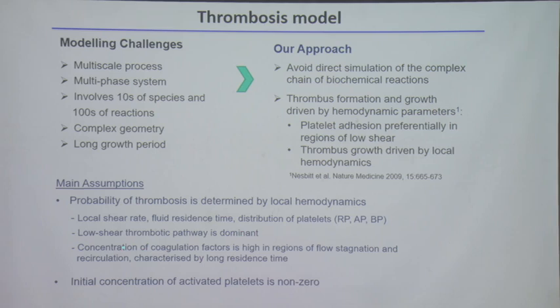And the whole model is built on the concept that the low shear thrombotic pathway is dominant. As for the concentration of coagulation factors, there are multiple species involved, but we find a cluster of those. Instead of tracing each individual species with a specific chemical structure, we cluster them together. There are a few of those that are most important in the clotting process. We cluster them together and call them a coagulation factor. And then we assume that these are high in regions of flow stagnation and recirculation.